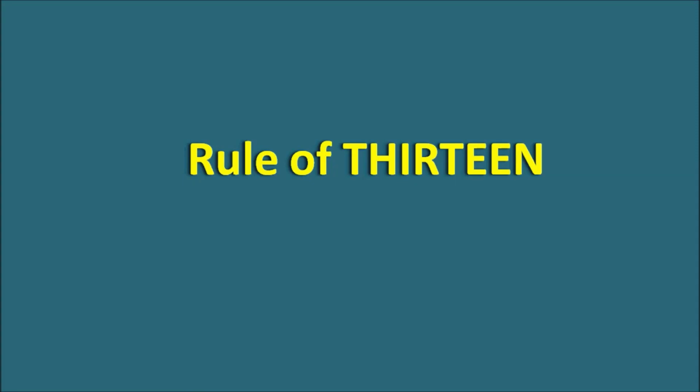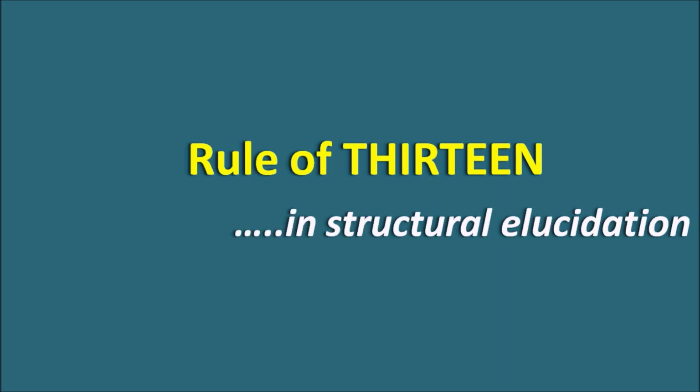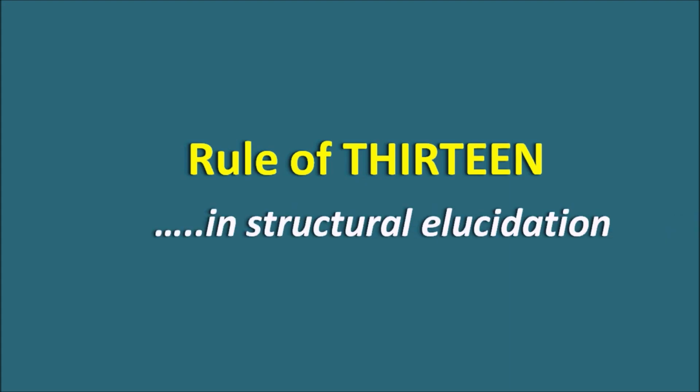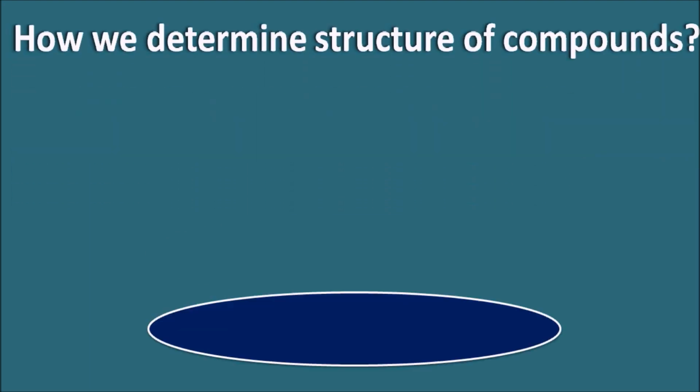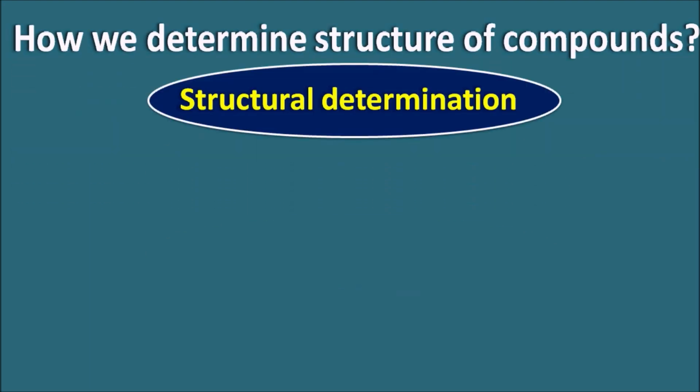Hi everyone. Today we will see what the rule of 13 is and what its role is in structural elucidation, how we determine the structure of compounds. In the structural determination of unknown compounds, we can use different types of methods, and among these, one of the methods is the chemical methods.